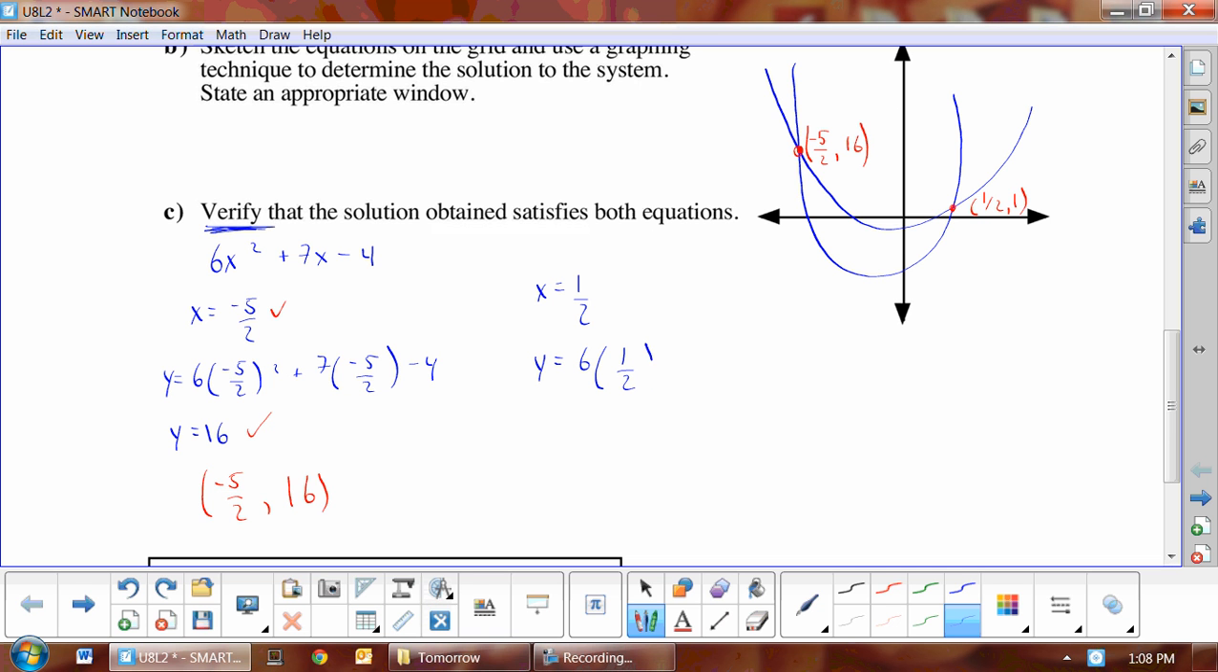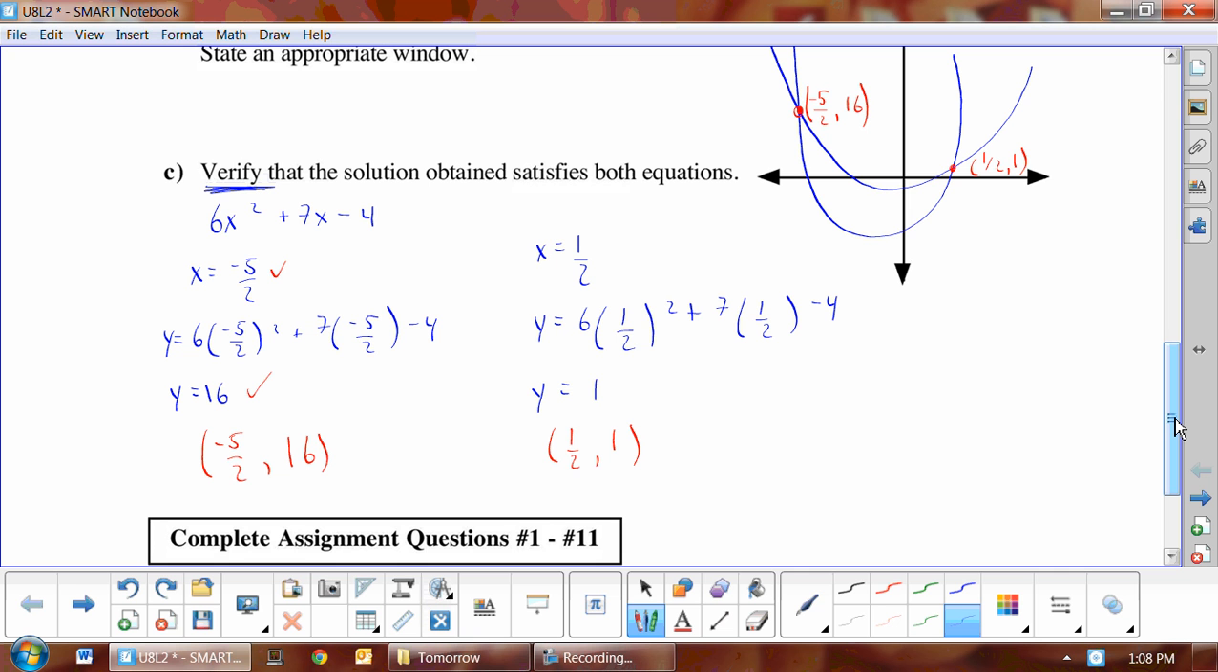Same thing, just plug it back into the other one that we didn't use previously. And say, oh, awesome. Y is equal to 1. Matches with what we had before. And then we definitely know that we are right. Okay? So that's all of lesson number 2. Because it's basically the same stuff as lesson number 1, except now we're working with 2 quadratics. And we've been working with quadratics for months, so it shouldn't be anything too crazy.